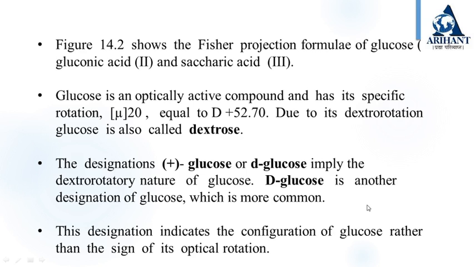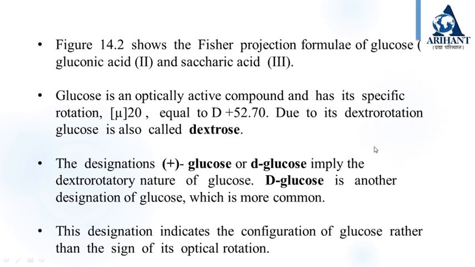The figure shows the Fischer projection formula of glucose. The first figure indicates the Fischer projection formula of glucose, in the second, gluconic acid, and third, saccharic acid. Glucose is an optically active compound and has its specific rotation [α]D20 equal to +52.7°. Due to its dextro rotation, glucose is also called dextrose.